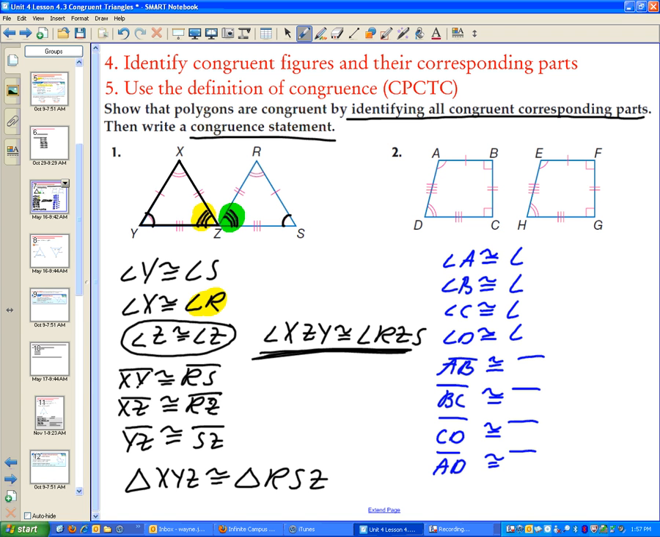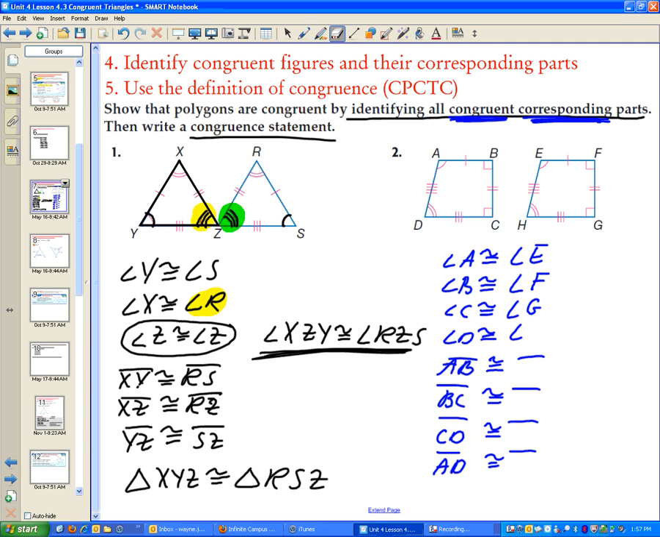What's angle A congruent to? What's angle B congruent to? Angle C. Now let's pause for a moment. Could I have put angle B congruent to angle G? They're both right angles. Everybody look up here for a minute. Could I put angle B congruent to angle G? They're congruent, but are angle B and angle G corresponding? No. Okay? So we did it the right way.